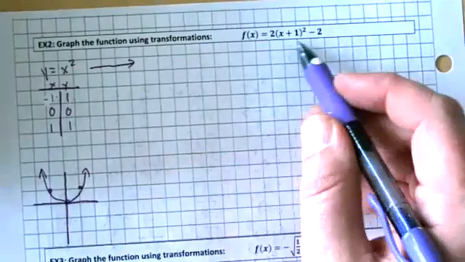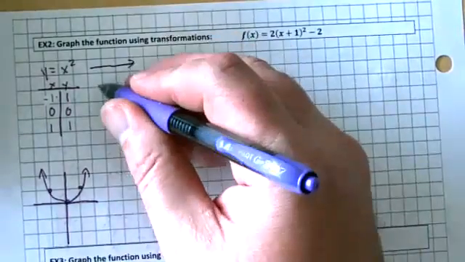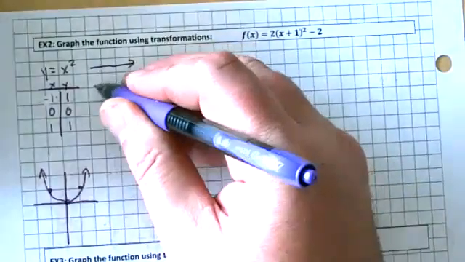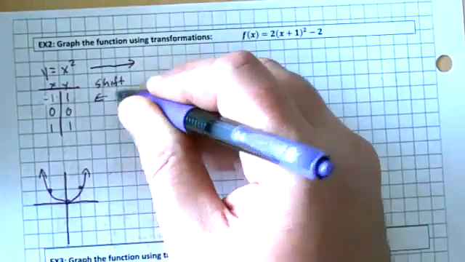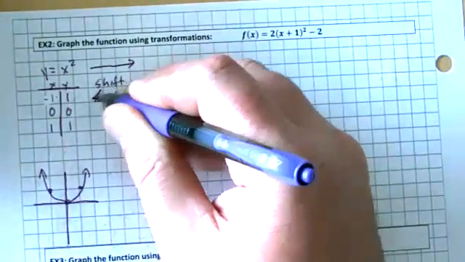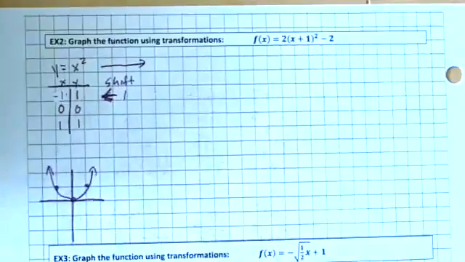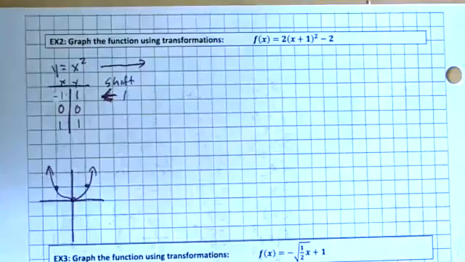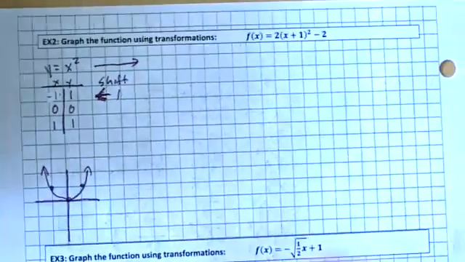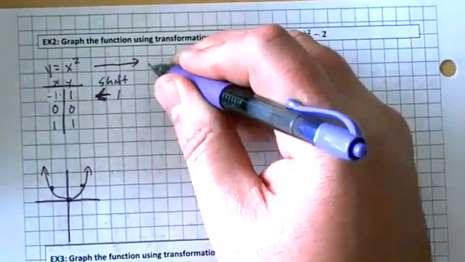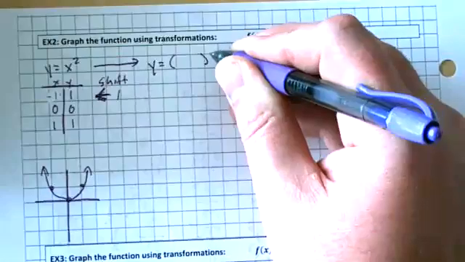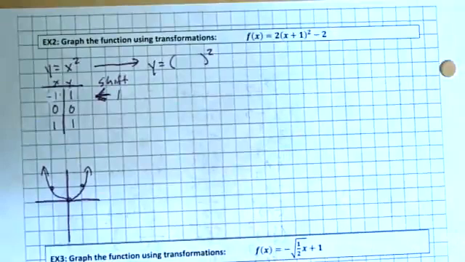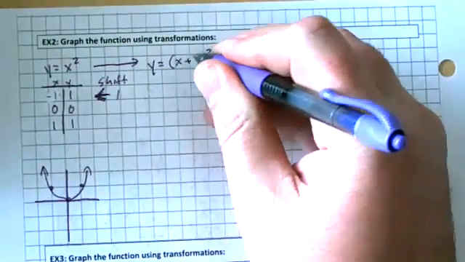So that +1, let's describe that in words. What's going to happen here? Shift left by 1. And if you want to write horizontal, that's fine, but you don't have to for shifts because I'll be able to tell from your arrow. So our next version of our equation would be y equals, since it's horizontal, we take out the x. We replace it with x + 1.